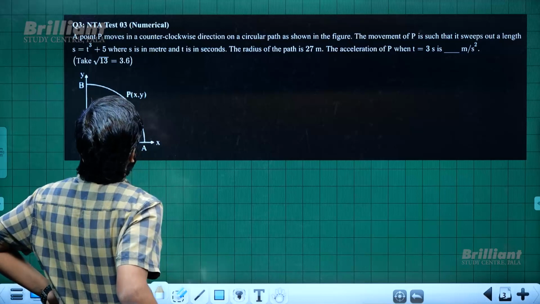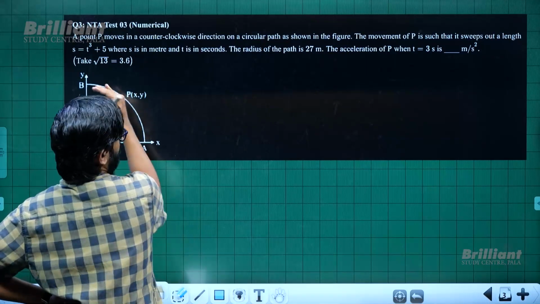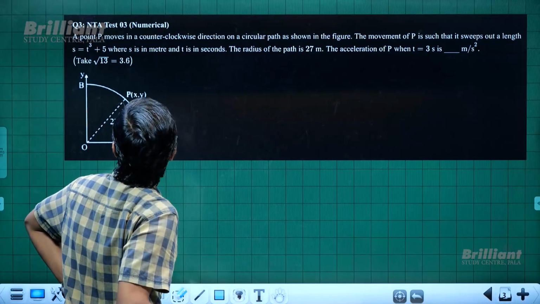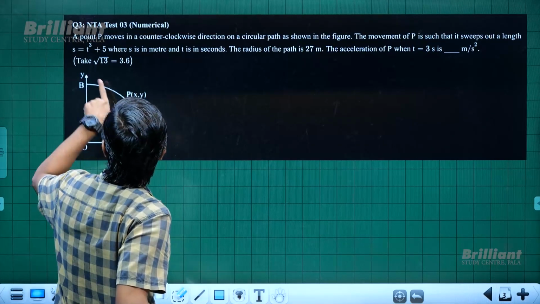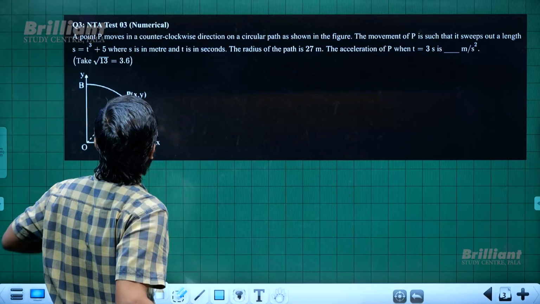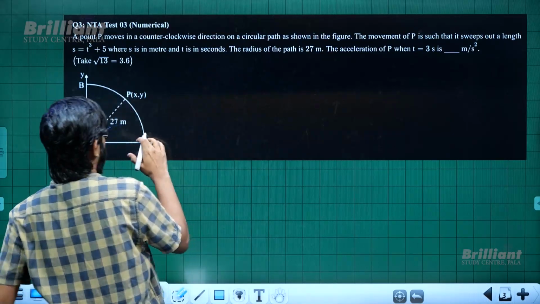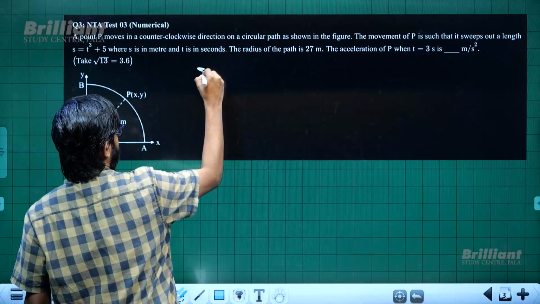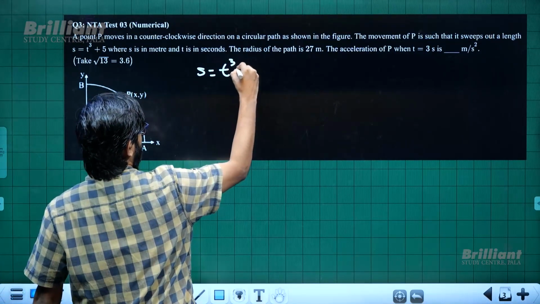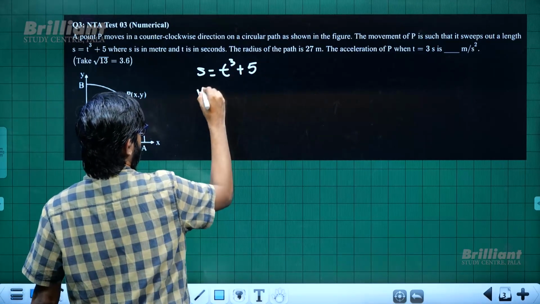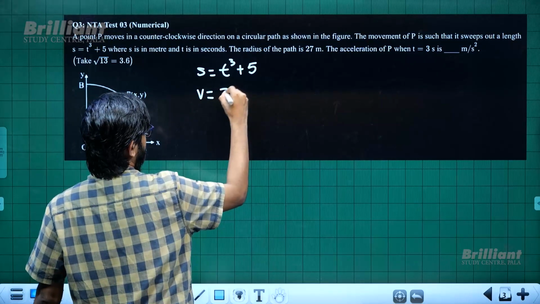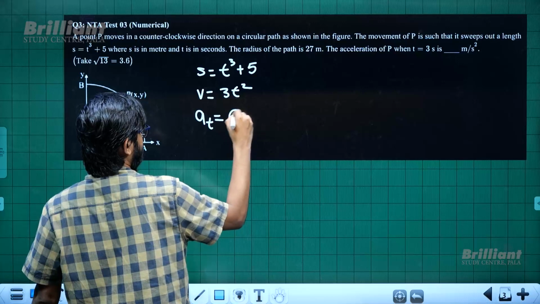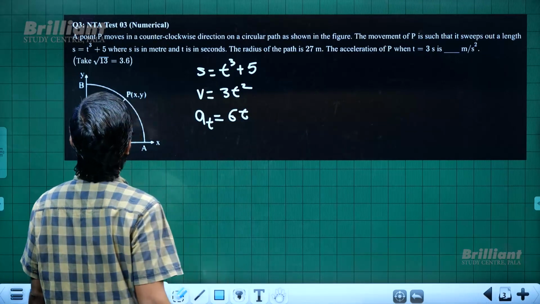A point P moves in counterclockwise direction as shown. The movement of P is such that it sweeps out a length s equal to t cube plus 5. So they are asking at what rate this length is being covered. So we can find the speed by differentiating it. S is given as t cube plus 5. So when I differentiate, I will get speed, which is 3t square. If I differentiate it further, I will get tangential acceleration, which is 6t.